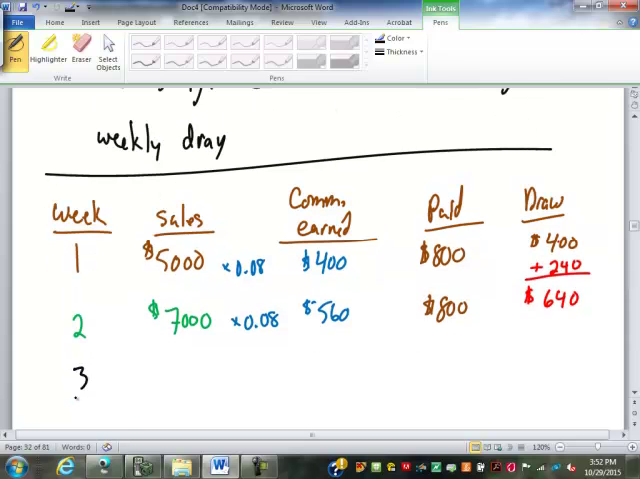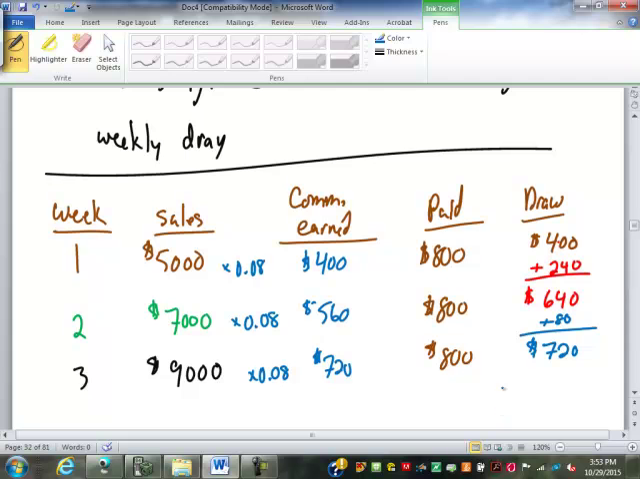Week 3. Things are picking up a little bit. 9,000 in sales. 8% commission is $720. How much are you going to get paid? $800. Now you only earned $720, so the difference there is $80. To a total of $720 of draw so far.